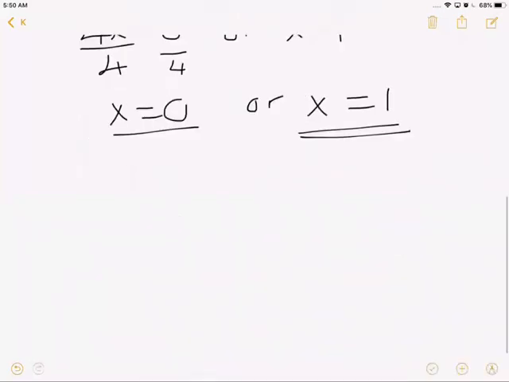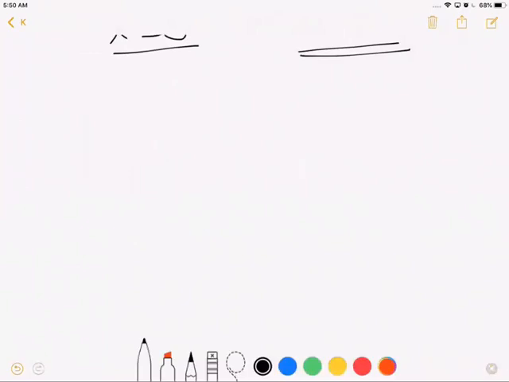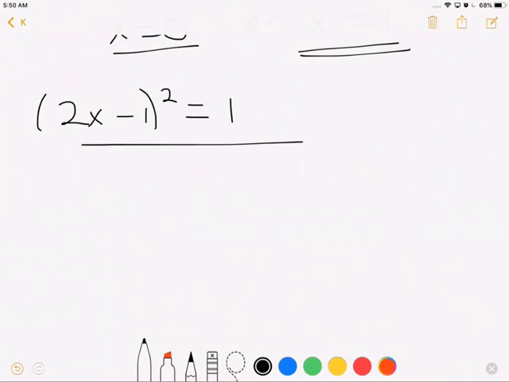Then there is another method. I know others were going to prefer this one. I also prefer this one. (2x − 1)² = 1. This is a quadratic equation, and this is the simpler version of completing the square, because you can see this one has been written as a square number on the right-hand side.